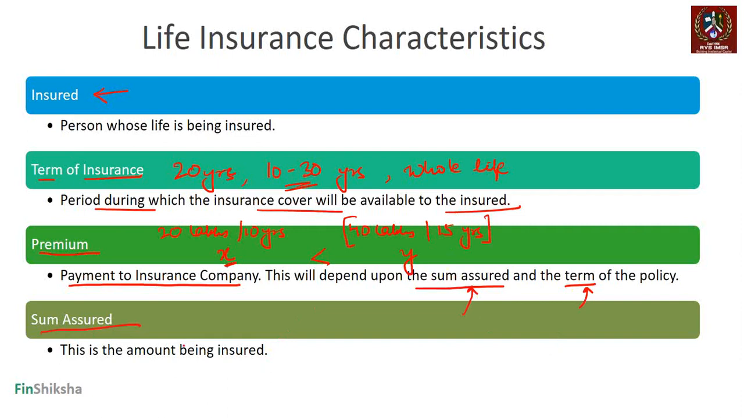Sum assured here is the amount that is being insured. This will be the payment in case the event occurs, right? So the payment in case the event occurs is going to be the sum assured. This will be multiple times your premium paid, because that's the idea of insurance. You pay a small amount and then you get a lot of money in case the unfortunate event occurs, or your family gets that money in case the unfortunate event occurs, right? So that's the idea of sum assured.